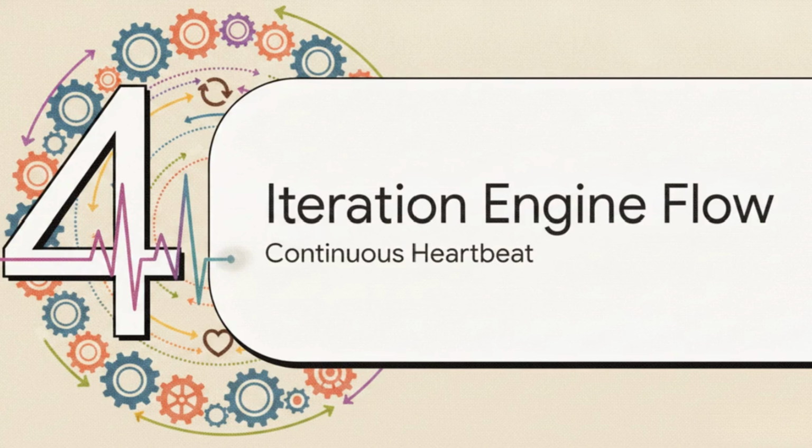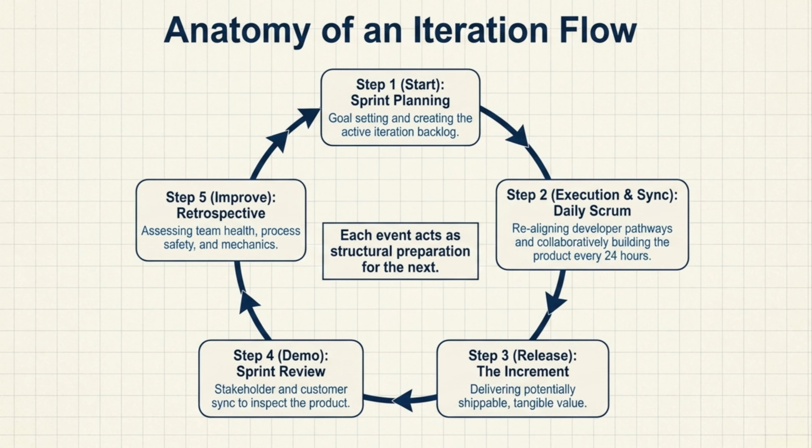All right, Section 4, the iteration engine flow. We know what the container is, but let's look at how it actually operates as a continuous heartbeat of value. When you trace this closed circular loop, the big realization is that absolutely nothing in Scrum exists in isolation. Each event acts as the mandatory structural preparation for the very next one. If you skip one, the engine stalls out. You plan, you execute and sync up, you release the increment, you demo it, you improve the process, and then boom, you immediately loop right back to start the next cycle.